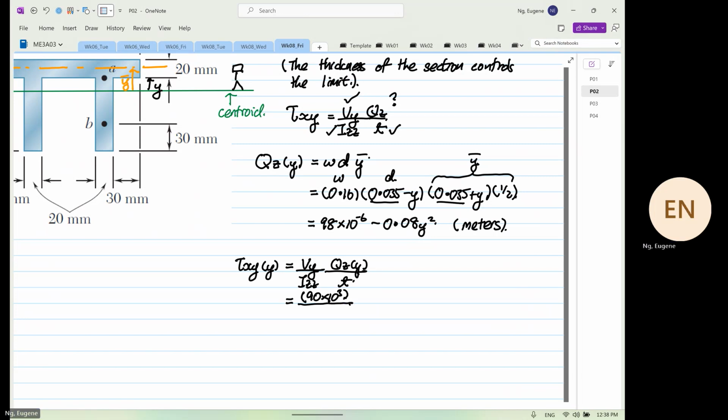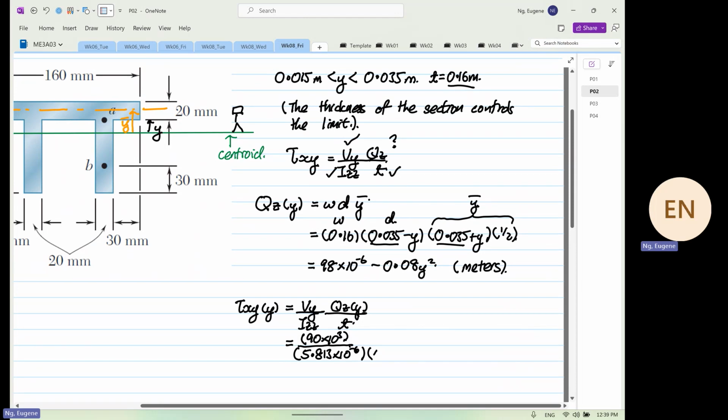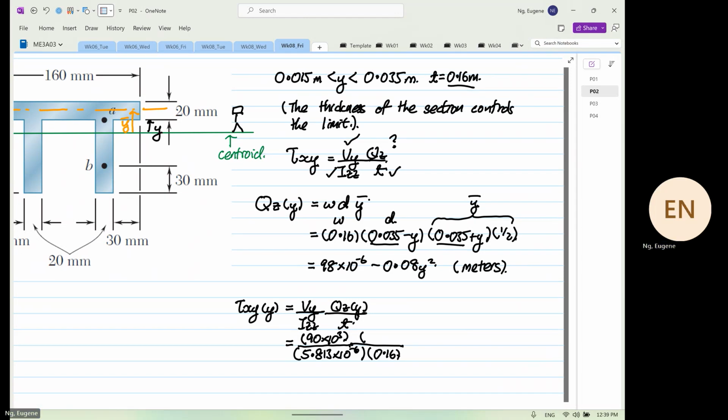Izz, for this case, I say it's given, is 5.813. In the term test, it's not given. Thickness, we know is equal to what? Thickness is equal to 0.16. And then we have the expression over here, which is equal to 98 times 10 to the power minus 6 minus 0.08 y squared. Before I go on, how do we know that this equation is correct or wrong?